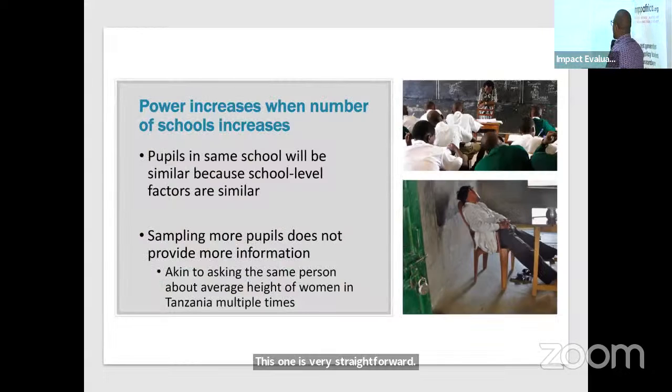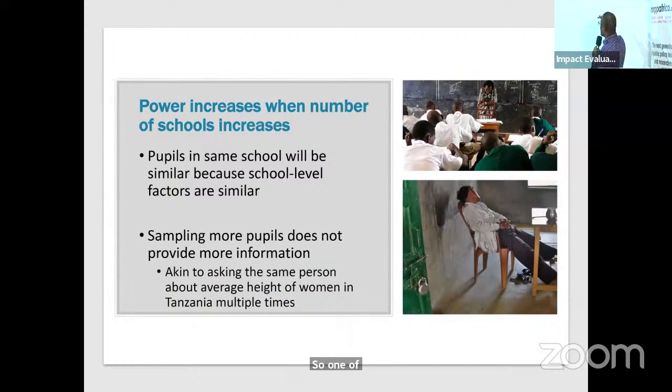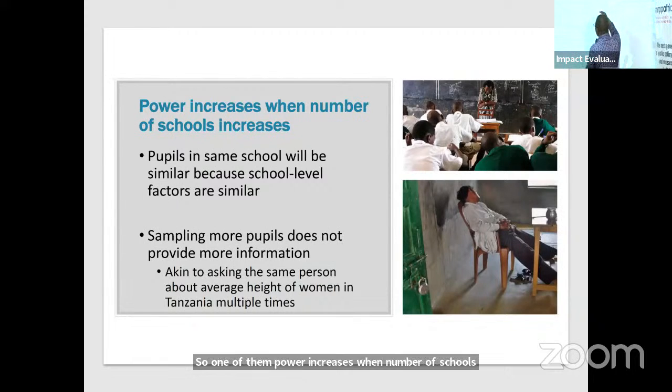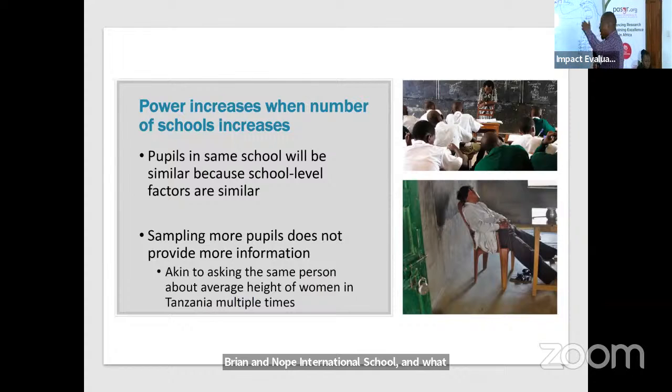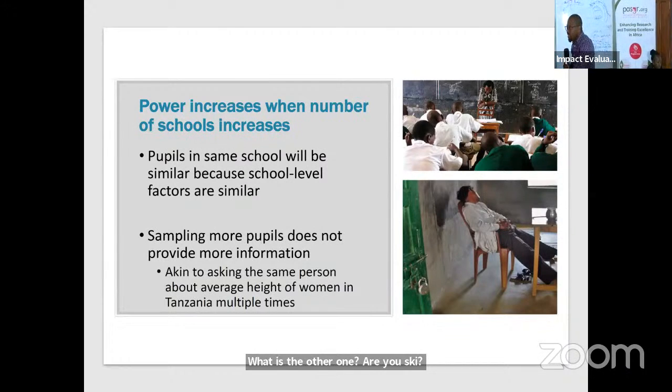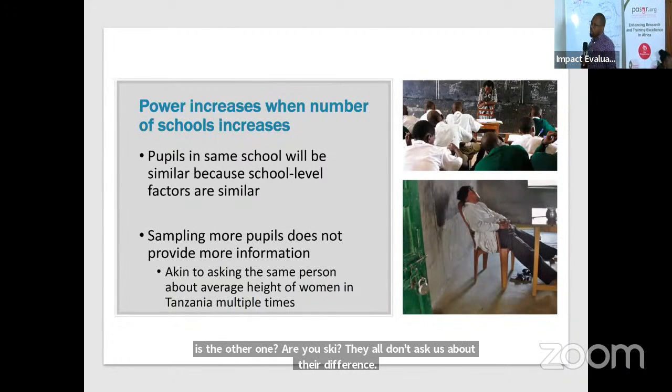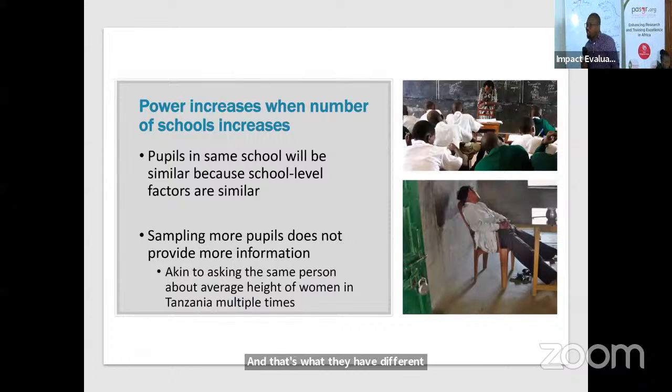So what does it mean? Power increases when the number of schools increases. Pupils in the same school will be similar because school level factors are what? Are similar. They are exposed to the same environment, same curriculum, same teachers, same routine, same expectations, and so on and so forth. Braeburn and Nairobi International School and what other international school? Cambridge, what is the other one? ISK, they're all international schools, but they're different. And that's why they have different prices. Some of them are costly because of prestige, not because they're offering anything unique.